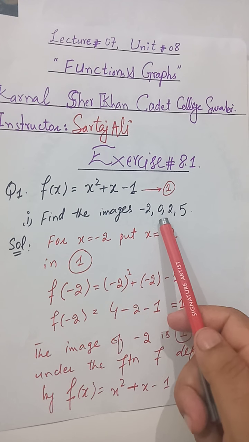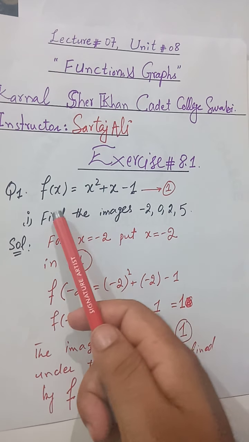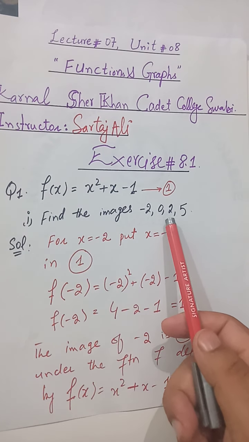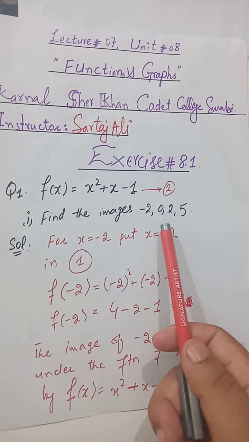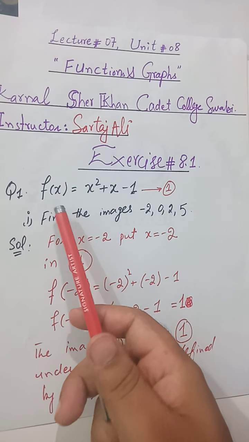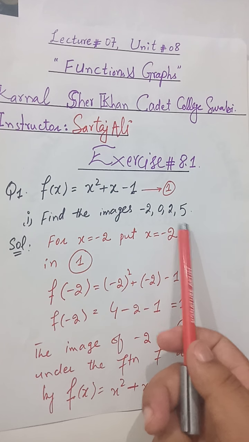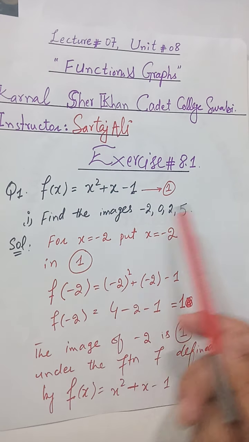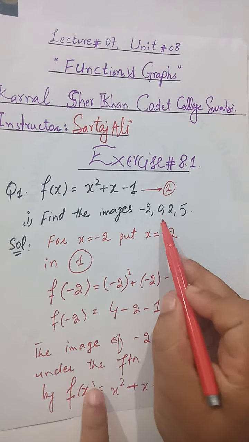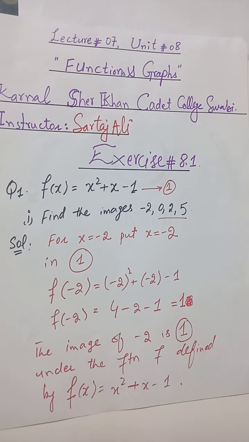Similarly, you need to calculate the image of 0 by putting x equal to 0, and similarly put 2 to find the image of 2 under this function. Then for 5, just put x is equal to 5 in this and then calculate. So these three are the assignment for you. Okay, this is part number 1.